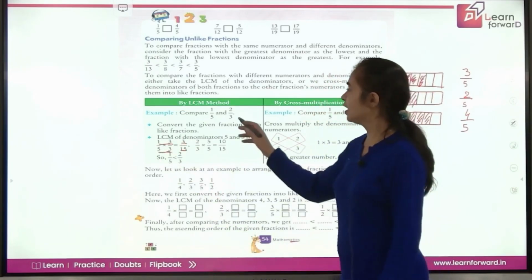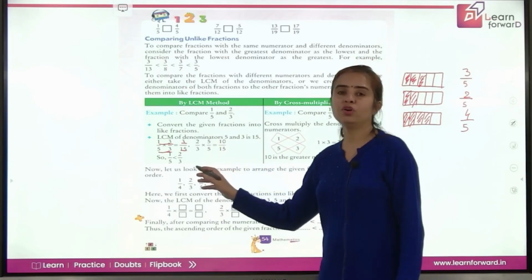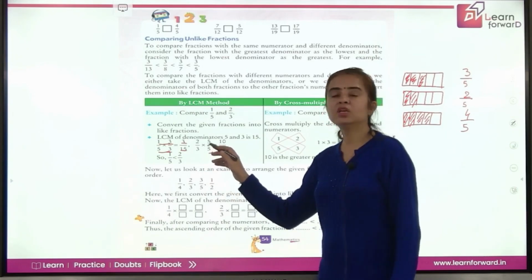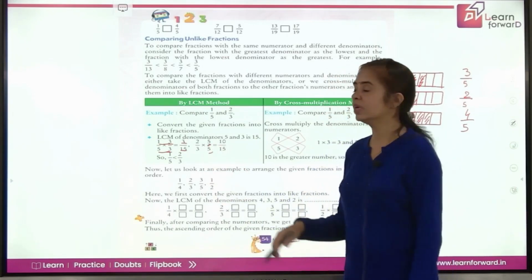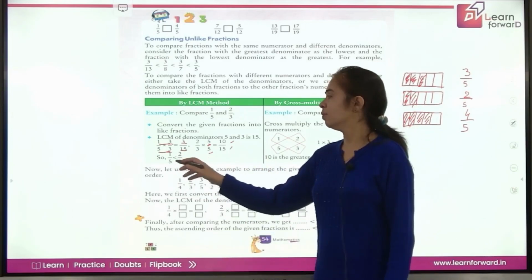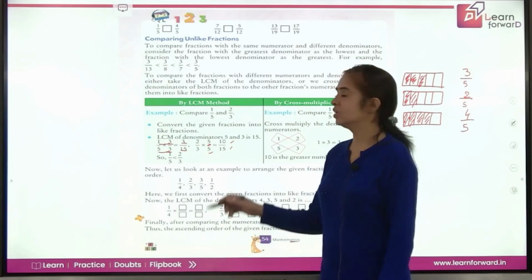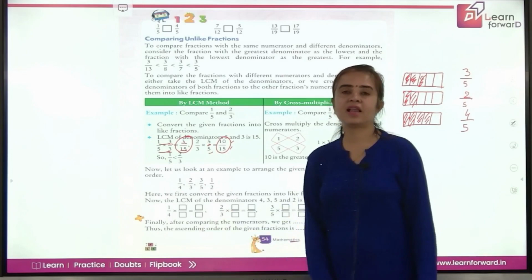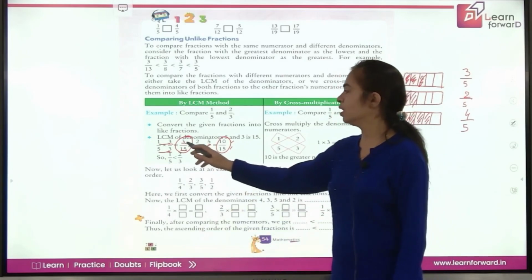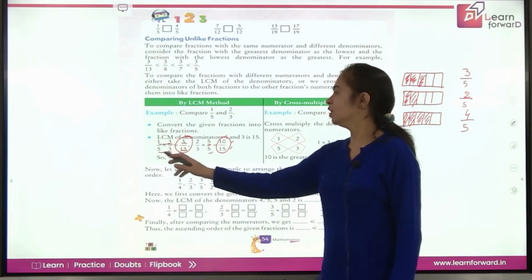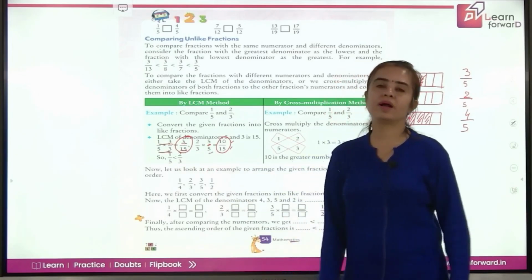The other fraction is 2 by 3. So you want to make the denominator 15. That means you will be multiplying by 5. So you will multiply the numerator also by 5. So what you get is 10 by 15. And this gives you 1 by 5 is less than 2 by 3, because now with these two fractions as like fractions, clearly you can make out 3 by 15 is less than 10 by 15. That is why 1 by 5 is less than 2 by 3.